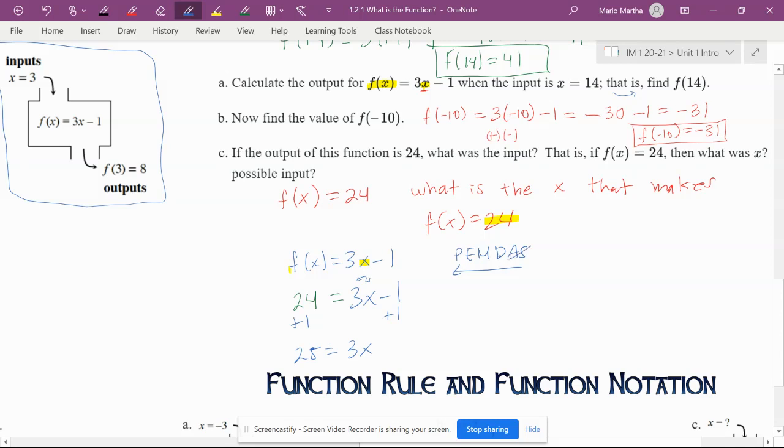Now anything that's multiplying or dividing, we're going to get rid of next. So here, in this case, the 3 is multiplying the x, and we want to make sure we leave x by itself. So 3 times x, divide both sides by 3, and you get x equals 25 over 3, which is 8 1/3, or 8.3 with a repeating decimal.